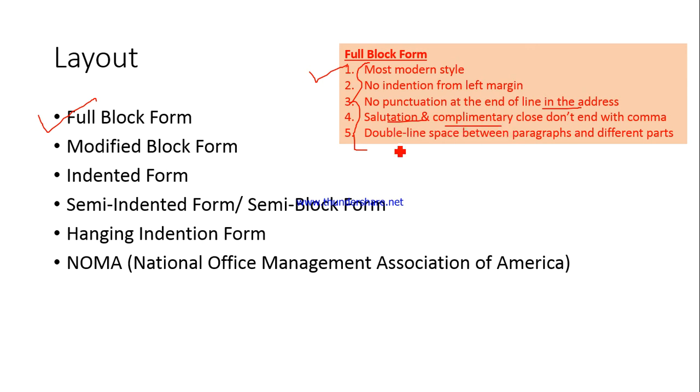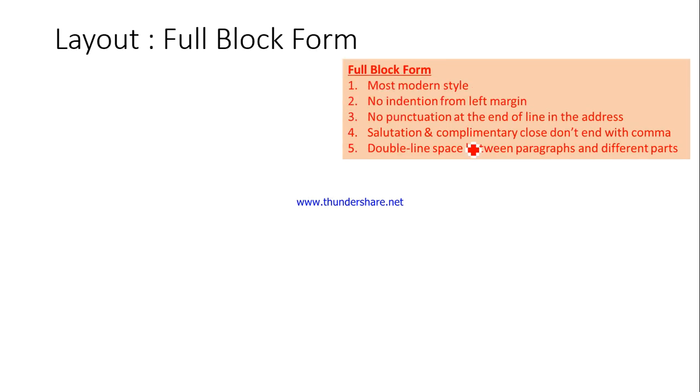And whenever you are switching paragraphs, moving from one paragraph to another, you have to leave space, double line space between paragraphs, right? That you can do if you are using MS Word. There you can give this command to the software to automatically include double line space whenever there is a change of paragraph.